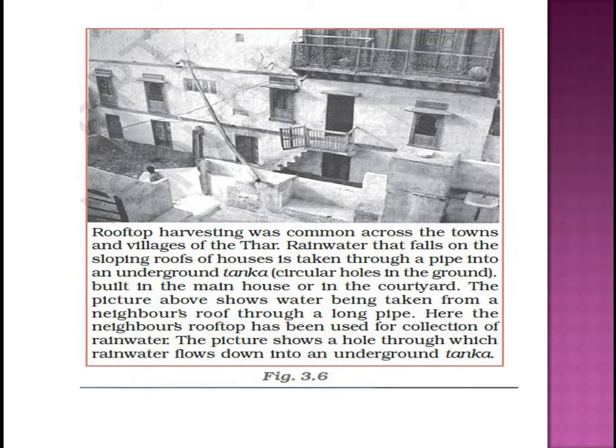Rooftop harvesting was common across the towns and villages of Thar. That means we are talking about Rajasthan. Next, rainwater that falls on the sloping roofs of houses is taken through a pipe into the underground tanka, circular holes in the ground. You can see the pipe. And then they will collect the rain. The picture shows a hole through which the rainwater flowed down into the underground tanka.